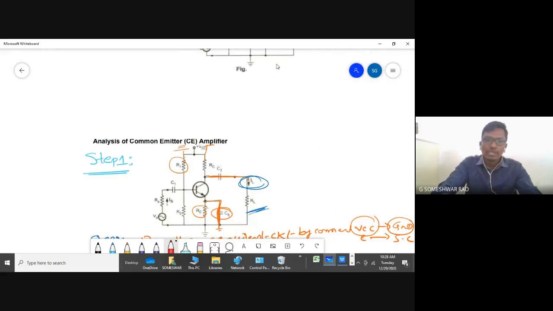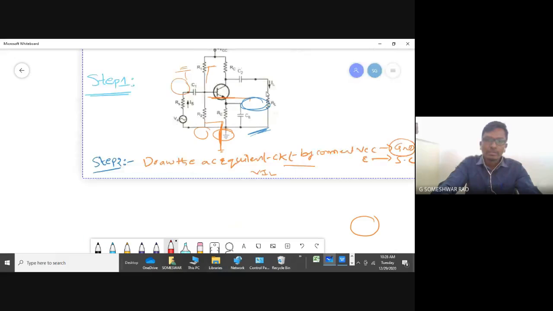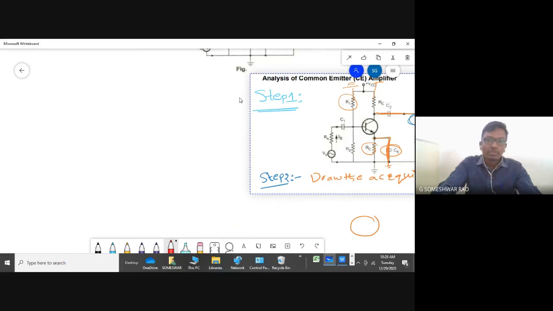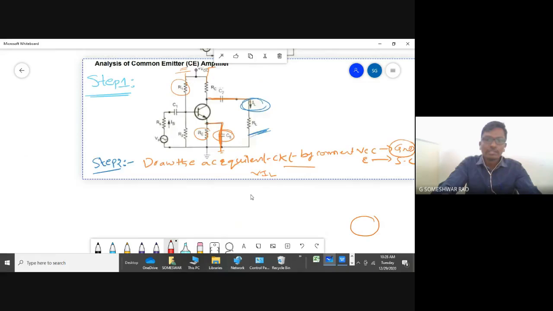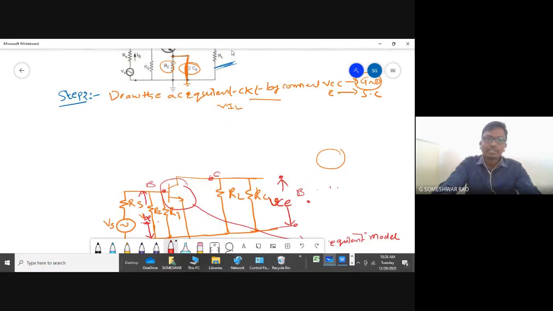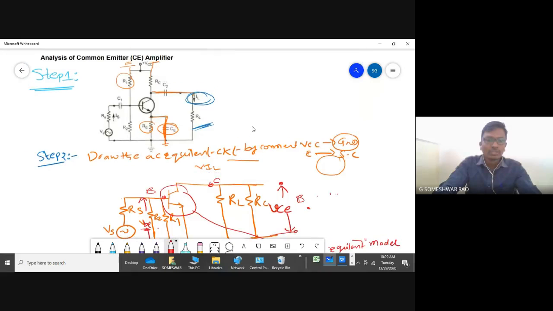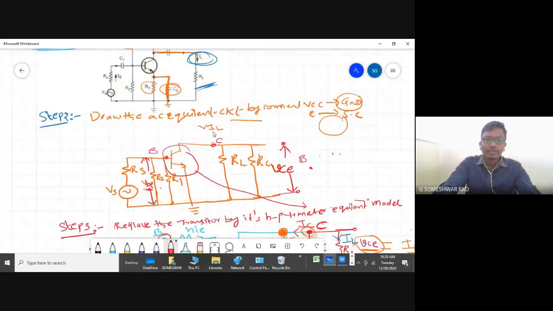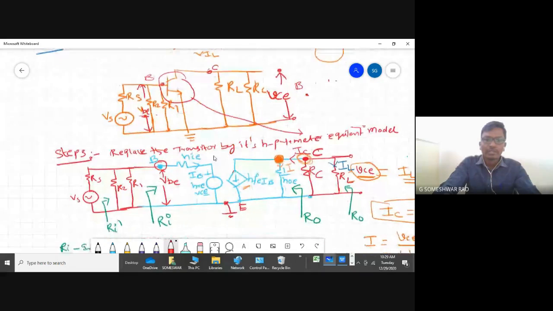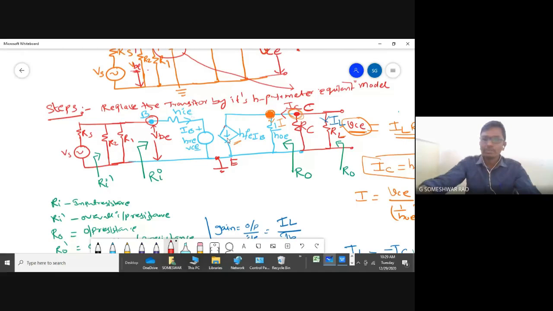So this is the analysis of a common emitter. Under this we have taken step one as drawing the circuit diagram. After drawing the circuit diagram, we have drawn the equivalent circuit diagram of that, replacing the transistor by its h-parameter equivalent model, and we have indicated the input current and output current.